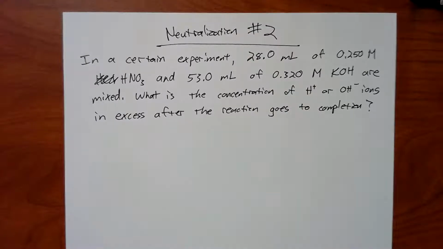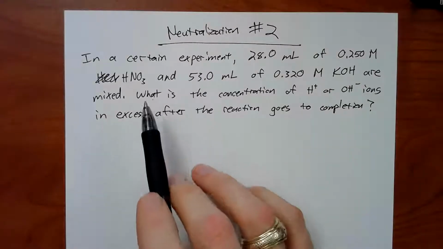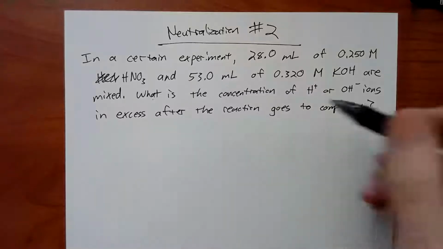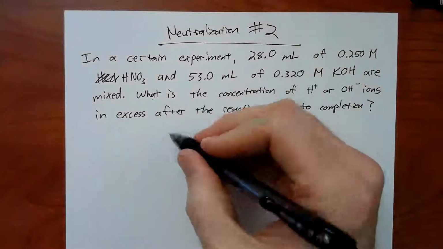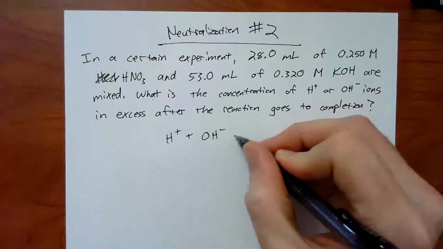In a certain experiment, 28 milliliters of 0.25 molar nitric acid and 53 milliliters of 0.32 molar potassium hydroxide are mixed. What is the concentration of H+ or OH- in excess after the reaction goes to completion? Remember, this is a strong acid and a strong base, so the net ionic equation is this.